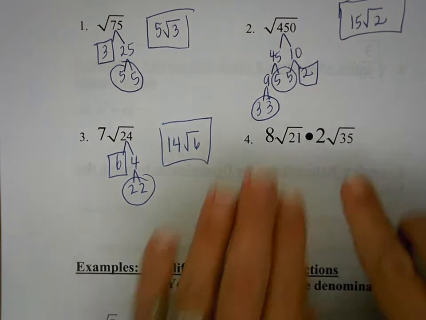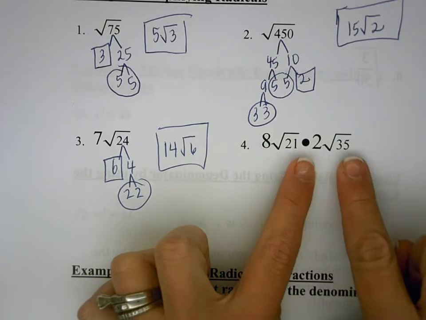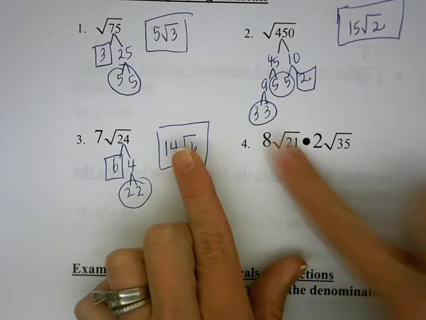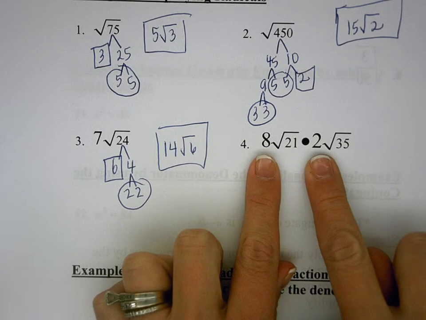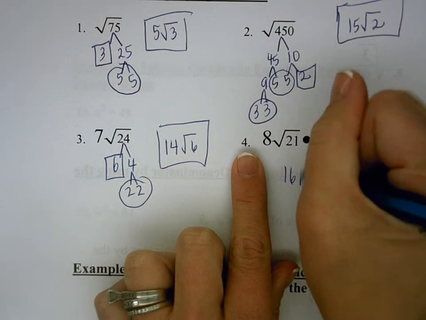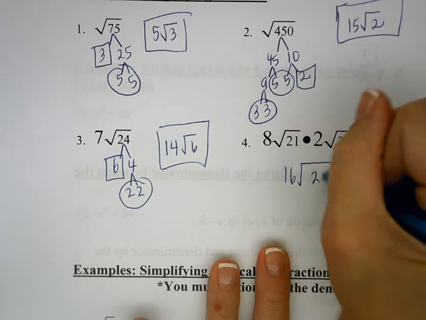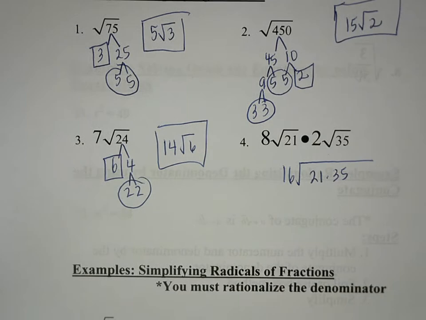Okay, now when you have 2 of them multiplying together, outside of roots multiply together, inside of roots multiply together. I would go ahead and put this all together. So how I'm going to write this, I'm going to go 8 times 2, but inside the root, since I'm going to already break things down, I'm just going to write this as 21 times 35 instead of multiplying them together. And then I'm going to break those down.